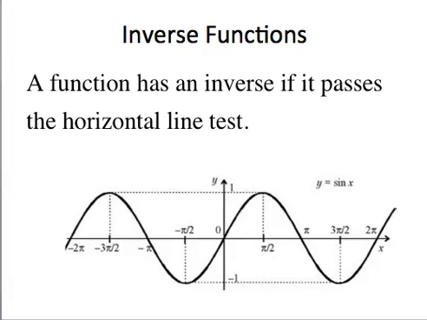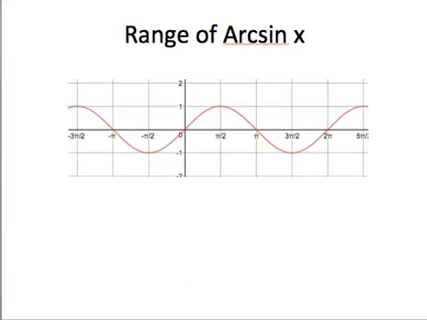But if we look at y equals sine x, you'll notice a horizontal line cuts it in an infinite number of points. So we're going to need to restrict the domain of sine x to define the range of the arcsine, or inverse sine of x. So here is our sine function, and the question is, where is it one-to-one? Where does it pass the horizontal line test?